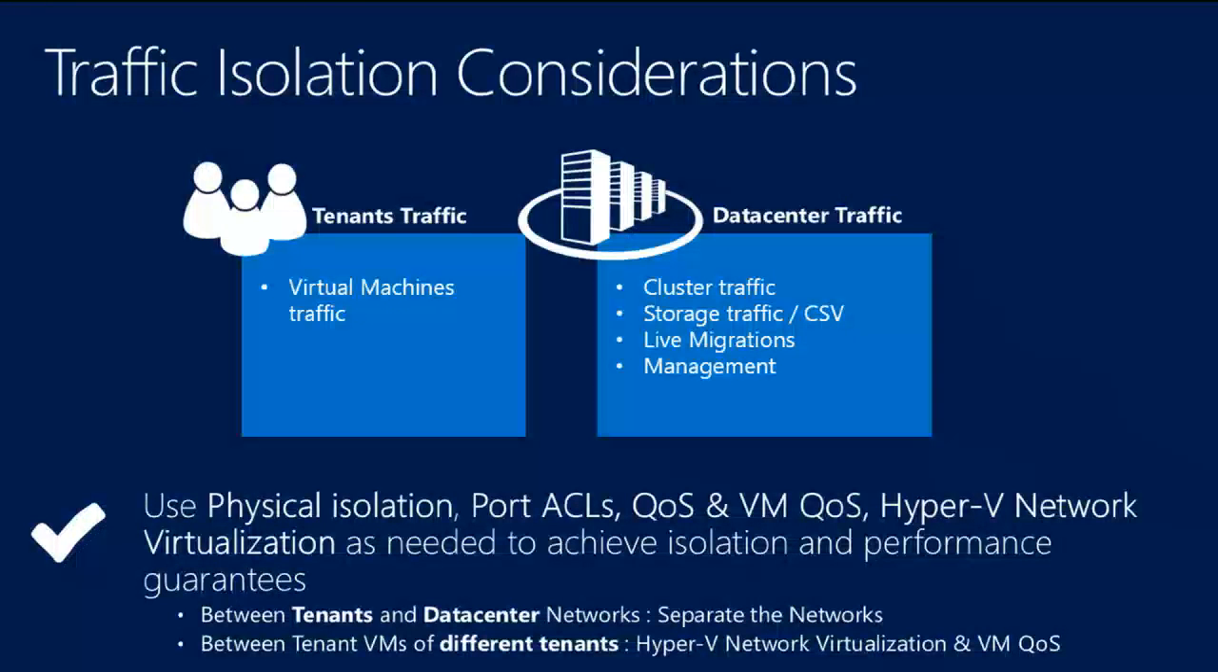And in Windows Server, we have all of the relevant features to allow you to do ACLs between tenants, VM queues, so that one tenant cannot attack another or cannot overconsume resources. You can use Hyper-V network virtualization to isolate between tenants and even allow them to share, have the same IP address spaces but not conflict with each other. And you can also use physical isolation in some cases. And a place where this makes sense is on the tenant versus data center traffic.